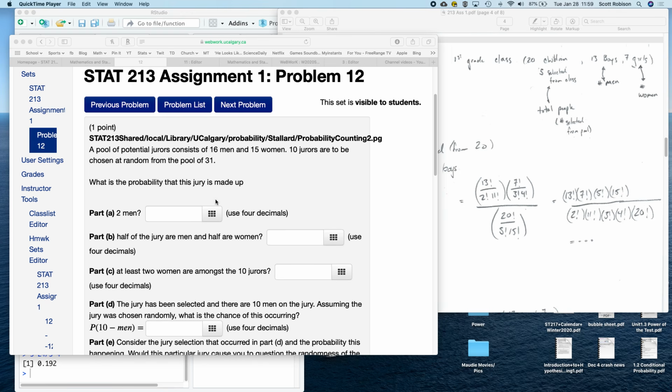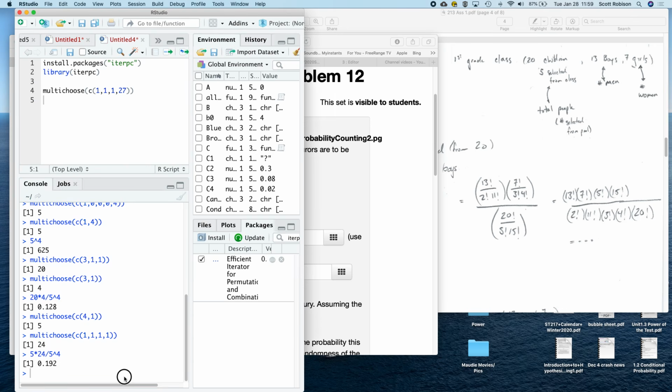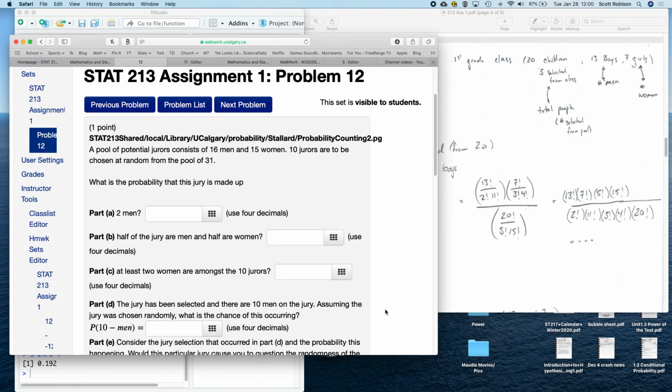So on assignment one, problem 12, you've got a different style of counting problem. First, if you haven't done problem 11 and you would like to know how to use some of the R functions that I'm about to use, please go back to problem 11 and check out the video there.